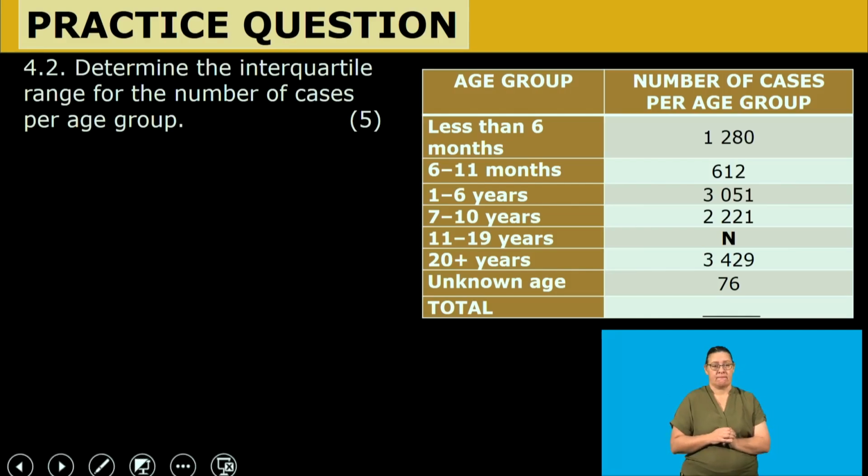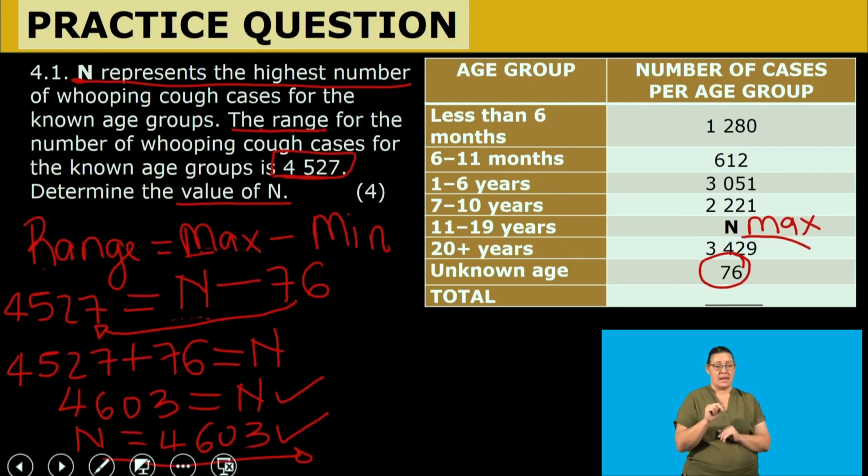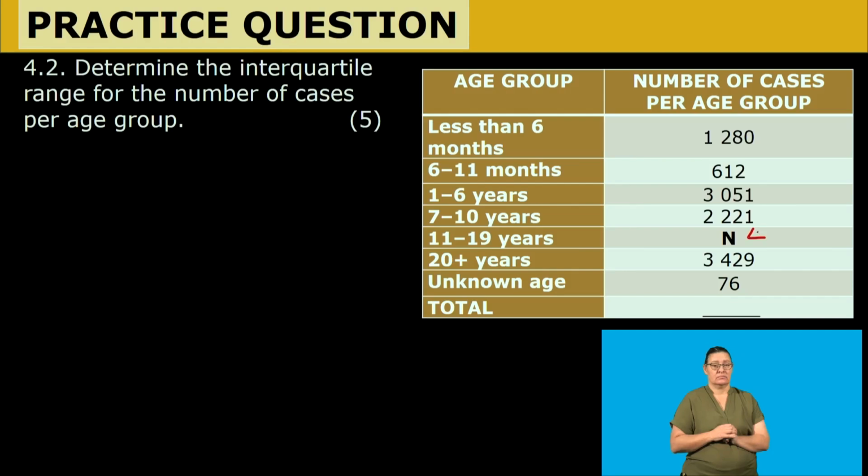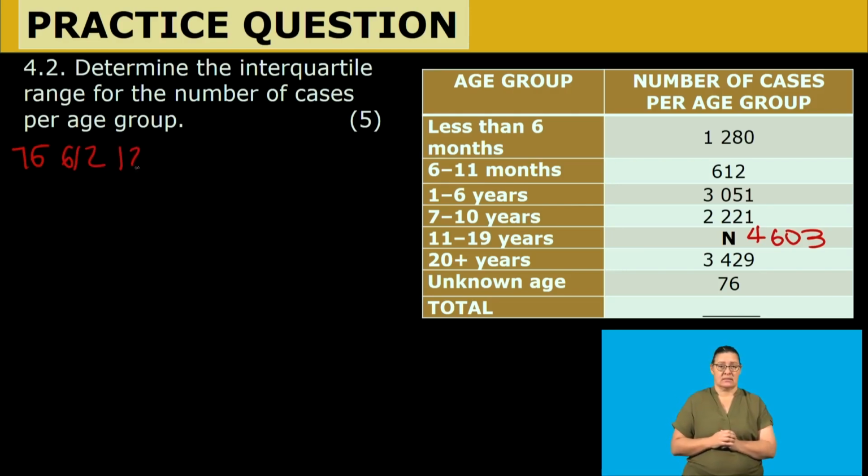Remember, in the previous example, we calculated n. We said n was 4,603. Let me write it here. 4,603. So when we arrange, the smallest value there is 76. The next one is 612. The next value is 1,280. The next value is 2,221. The next value is 3,051.